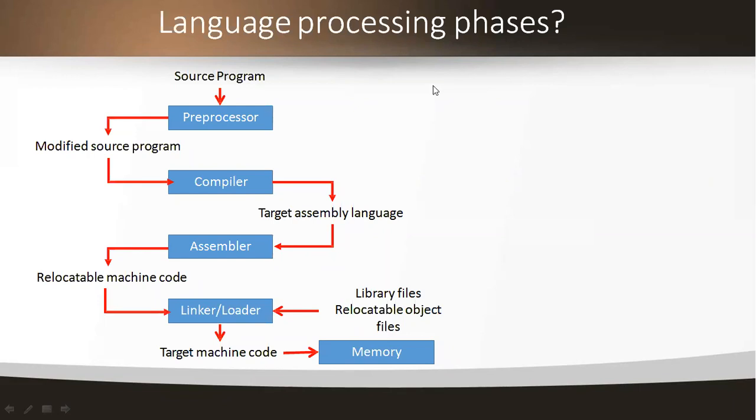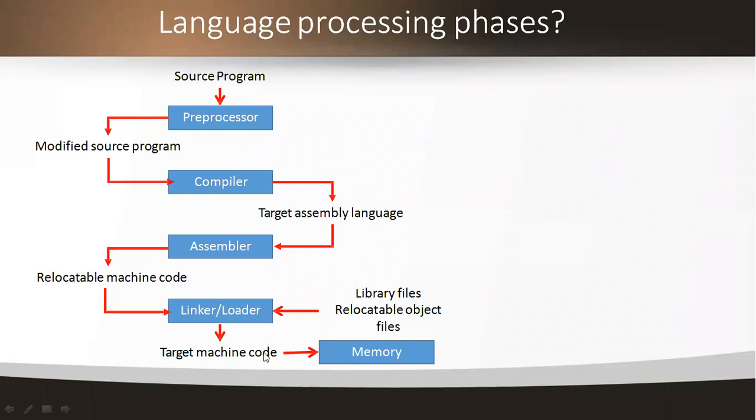Again, I'm repeating about the linker. The linker is a tool used to link all the parts of the program together for execution. And the loader's task is loading all the parts, all the files, into the memory. And then finally the program is executed. This is the process of executing a program from high level language to the machine level language.